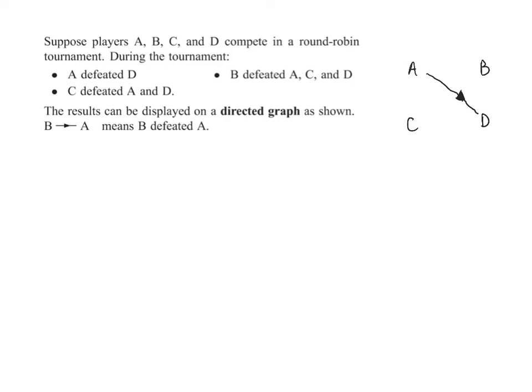We then know that B defeated A, C, and D. And we know that C defeated A and D. Alright, so our directed graph should look something like this. From here, what we can do is draw a dominance matrix to show that information.